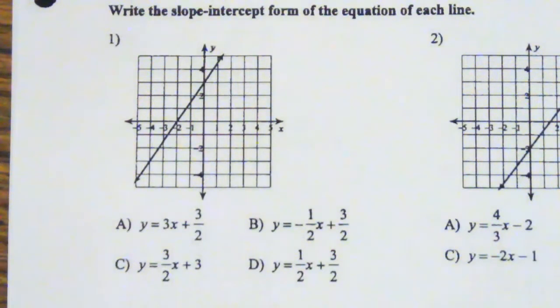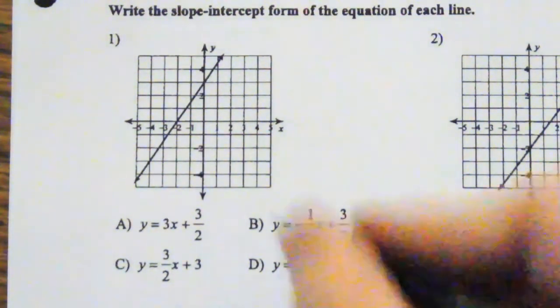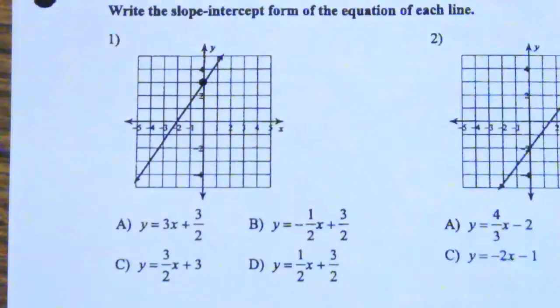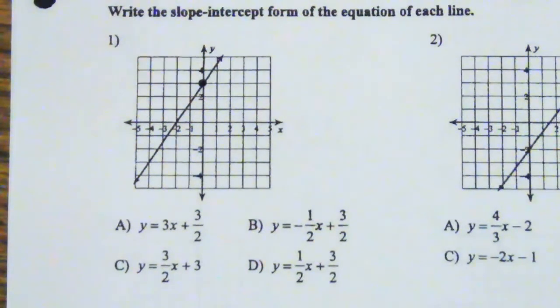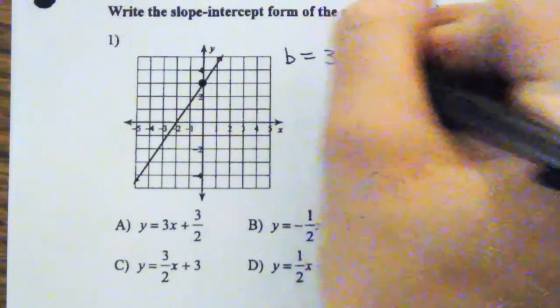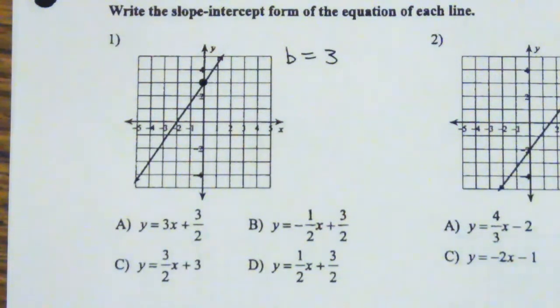3. It's going to cross the y-axis right here at 3. So I'm going to put a dot on the y-intercept. The dot is going to go right here. And I made it kind of big so you can see it. Once you've got your dot down, we're going to write down b = 3. That's going to be my y-intercept.